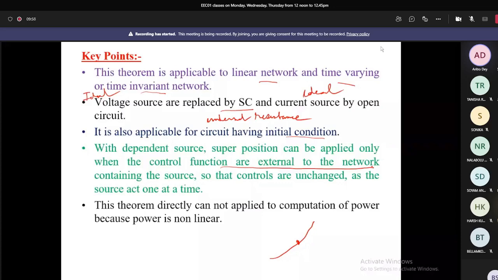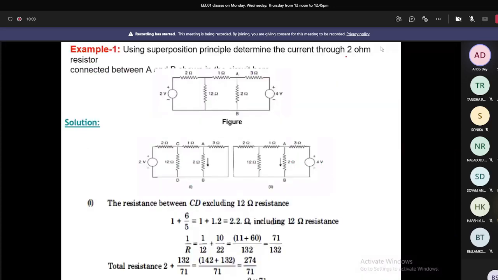So let us now take an example. Okay, so here we have a resistive network with two sources. We have to find out the current through the 2 ohm resistor. Okay, connection between A and B, this one, this 2 ohm resistor. So what we have to do, we have to take care of each source at a time while replacing the other by their internal resistance.